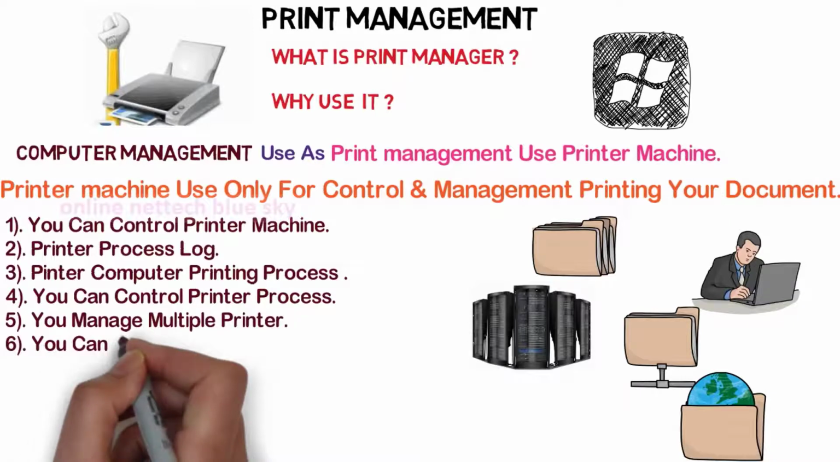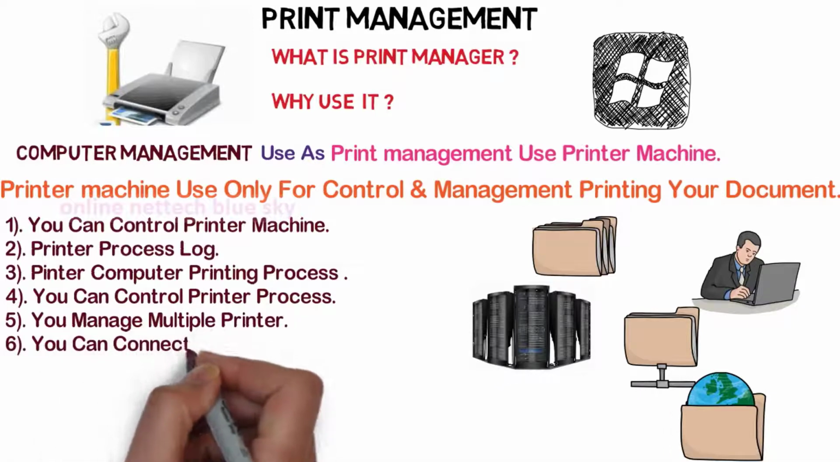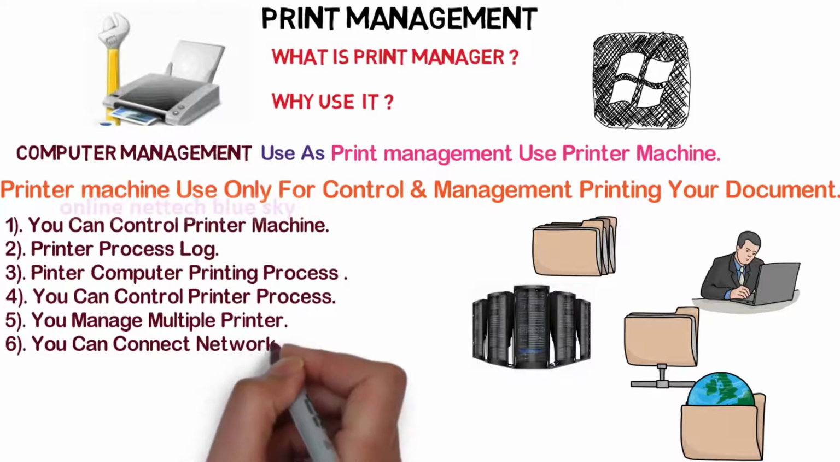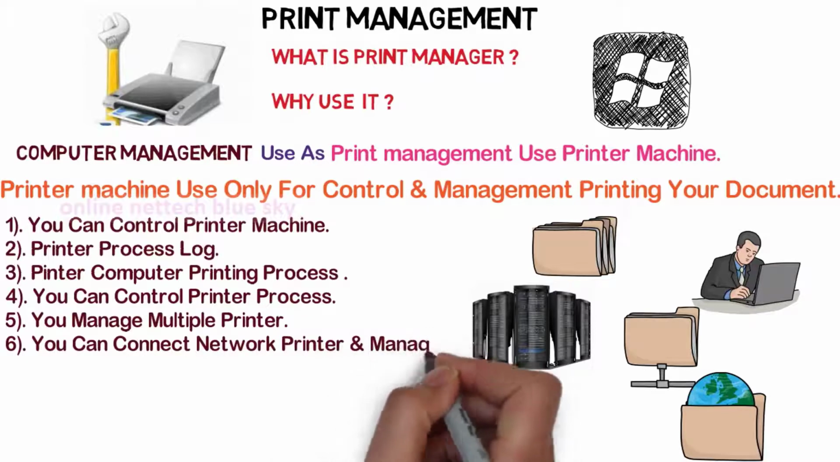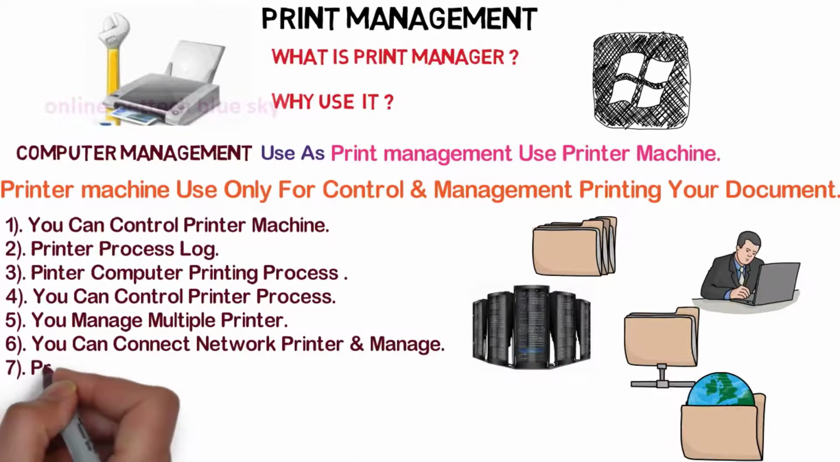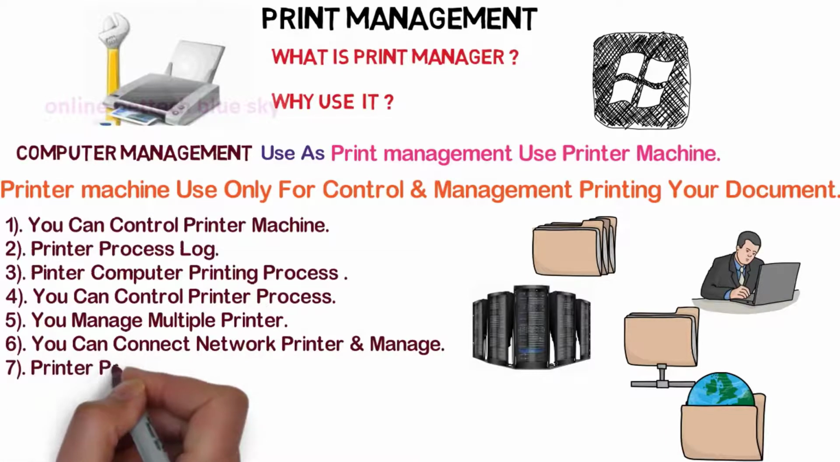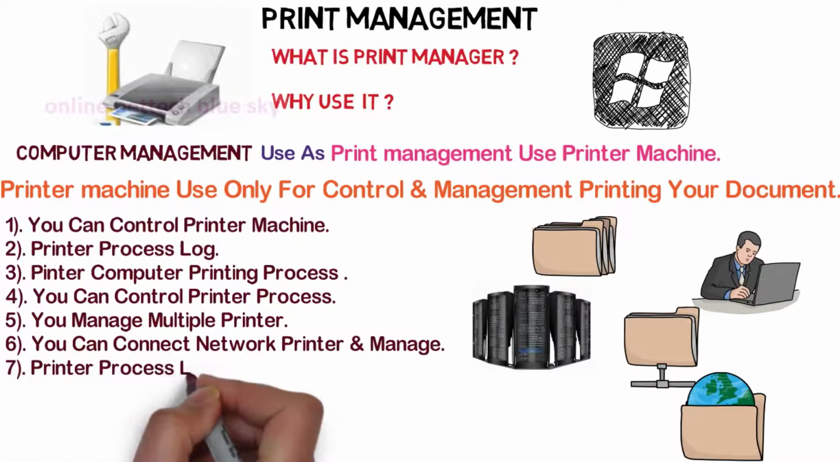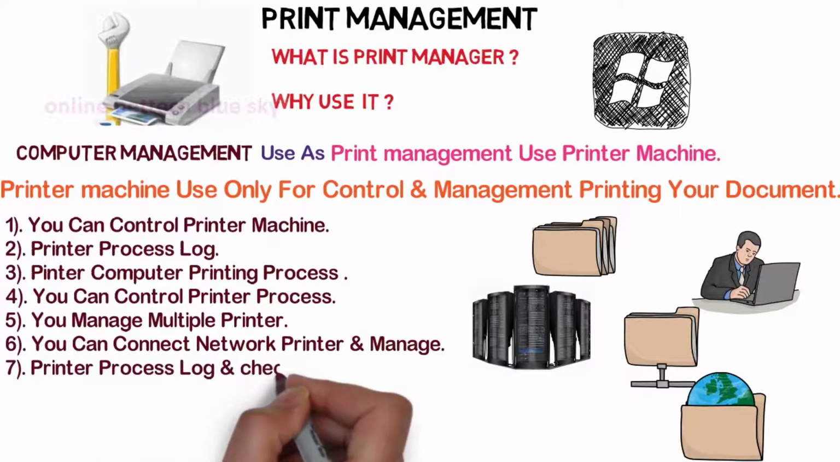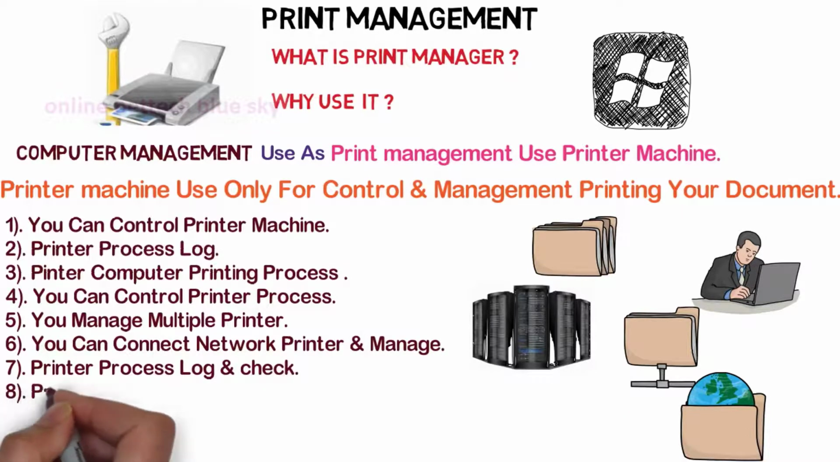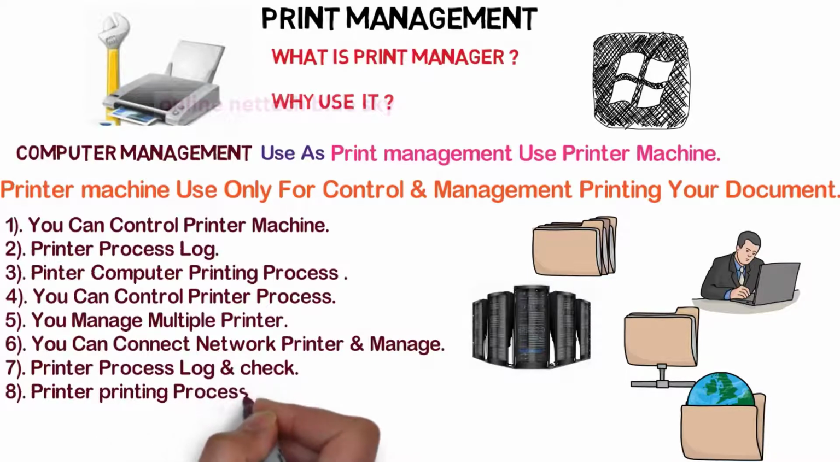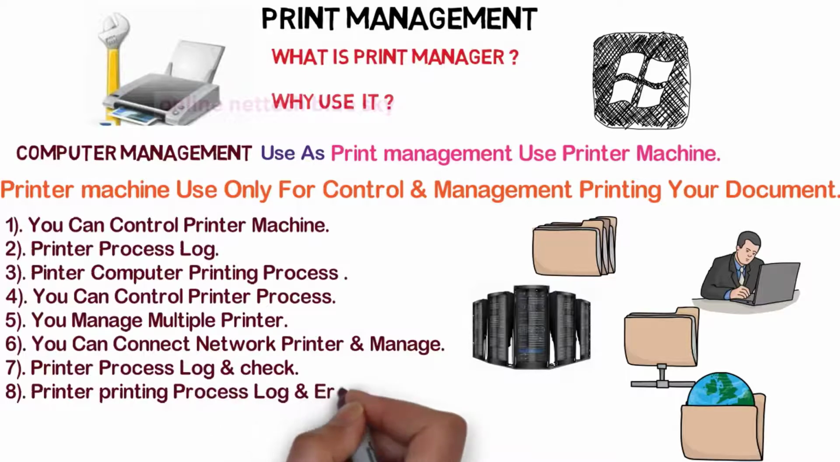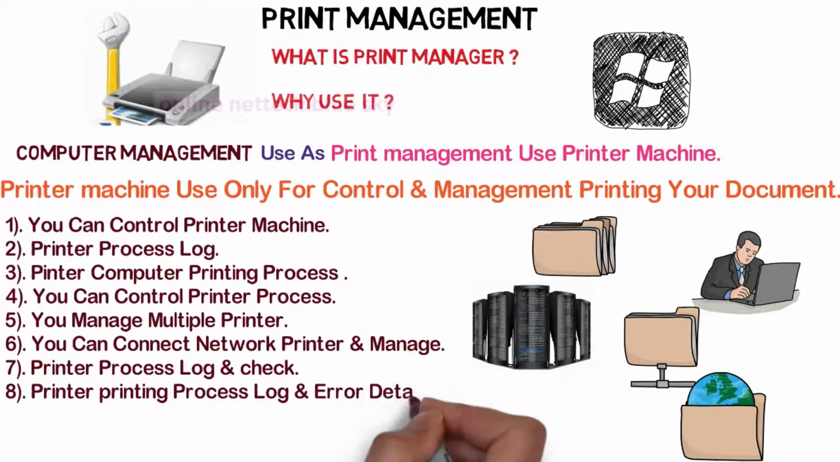Fifth, you can manage multiple printers, meaning your environment may have one printer connected to another and you can manage them here. Sixth, you can connect and manage network printers. When your network environment is very large, you add network printers here, and you can manage them through your printer server and system. Seventh is the printer process log and checking. Sometimes a printer error is shown here with error details. The printer process log means the system checks automatically through your servers and sends a message.